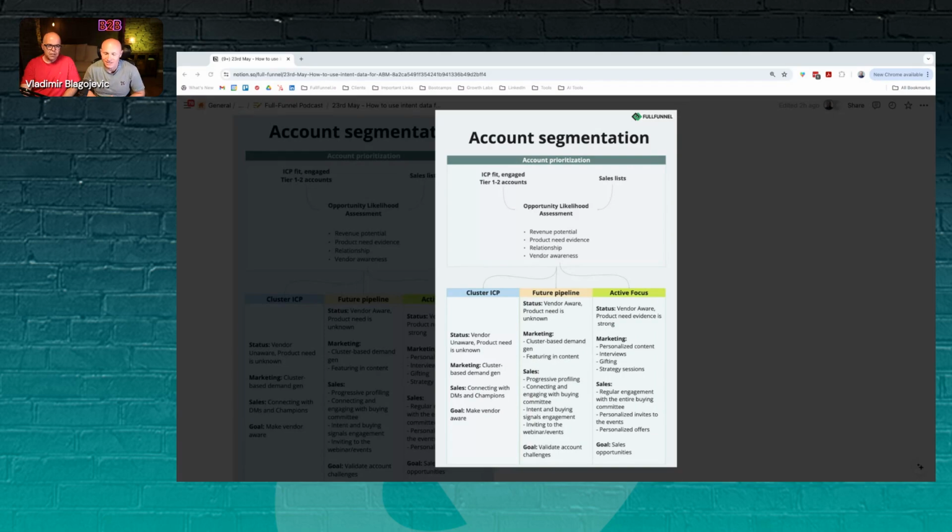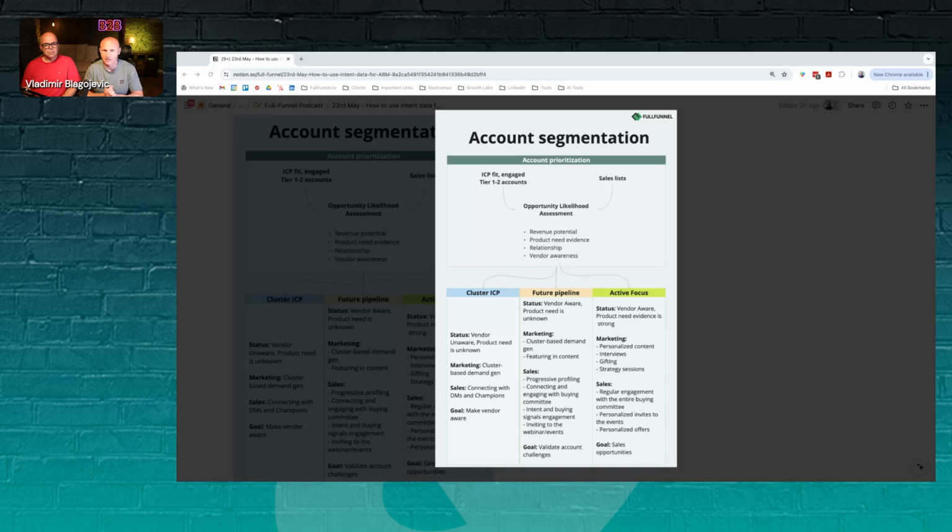But when it comes to ABM planning, we have a different concept for these lists, right? We distinguish 3 lists: cluster ICP, future pipeline, and active focus. And here is the difference between the lists. Cluster ICP: these are companies that fit your ideal customer profile.